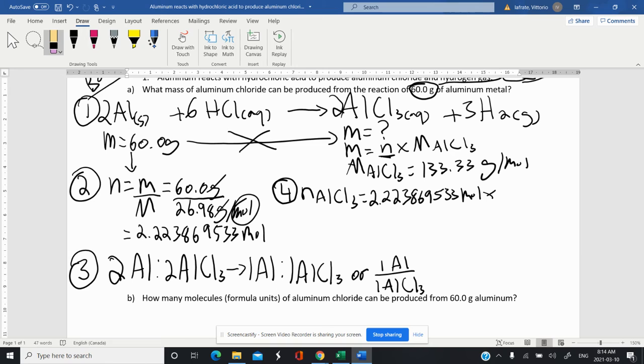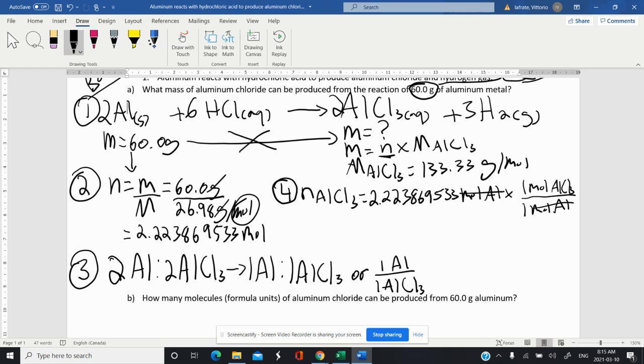Let me just get my ink to work again. There we go. Moles of aluminum multiplied by my conversion factor, where I want aluminum at the bottom. So 1 mole aluminum, and then at the top here, 1 mole aluminum chloride. And you would have noticed it's a 1-to-1 ratio. So even without doing this math, you would figure out that they should be the same number of moles. But we're just doing this to show us our unit cancellation, and so we can cancel those out there.